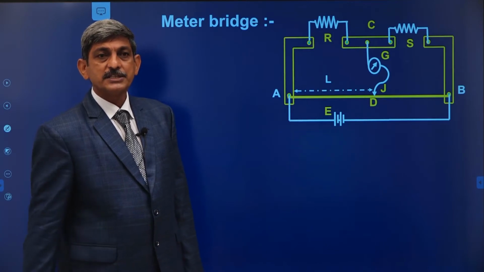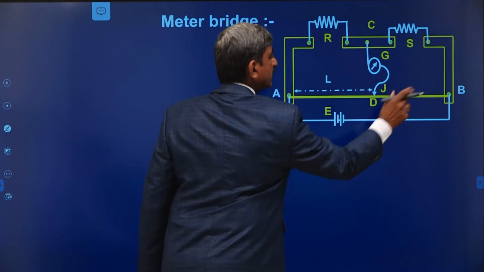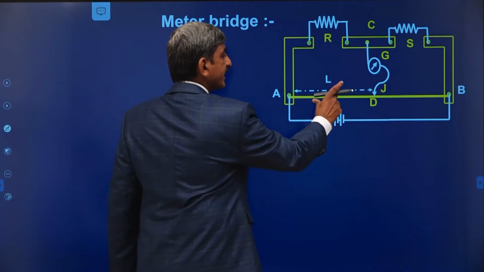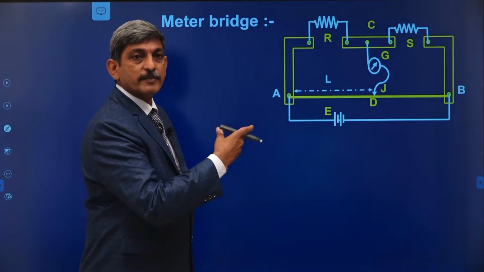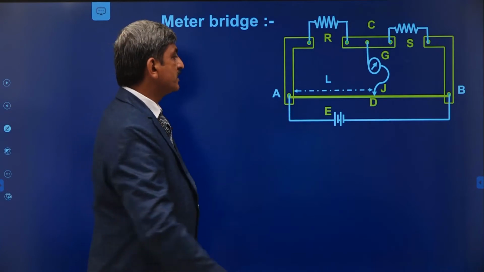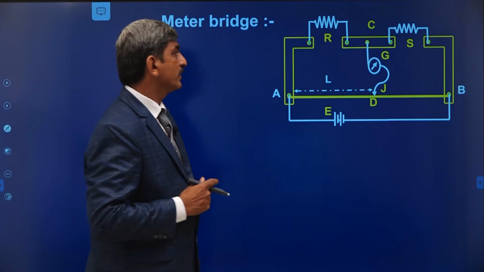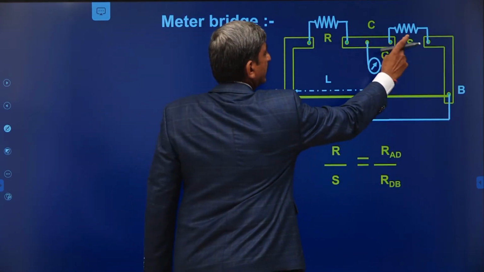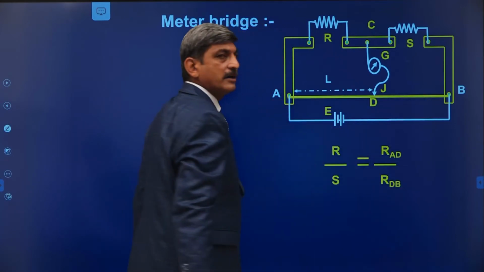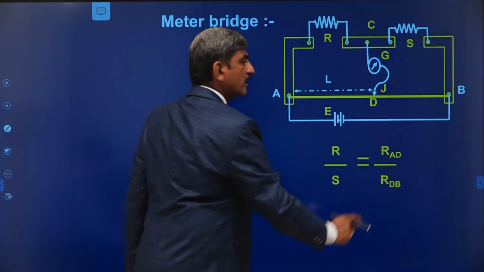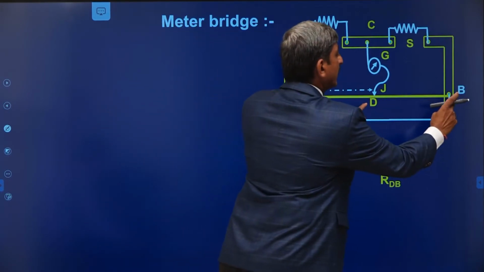Under the balancing conditions, the jockey divides the wire into two portions, AD portion and DB portion. This is acting as one resistor and this is acting as another resistor, so that the Meter bridge forms a Wheatstone bridge. And if we write down the balancing condition of the Meter bridge, we have R by S is equal to RAD divided by RDB. This RAD and RDB are the resistances offered by the AD portion and DB portion of the wire.